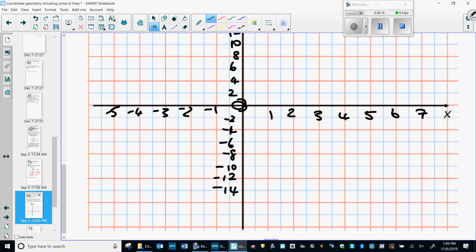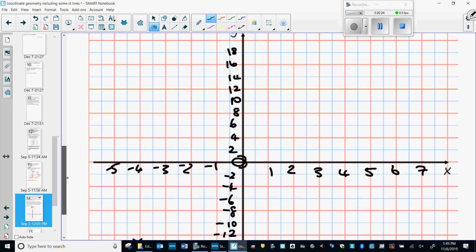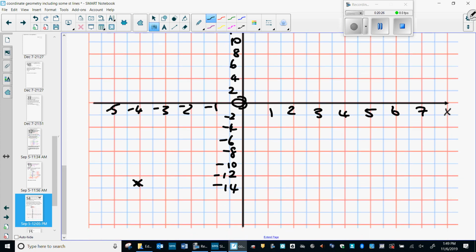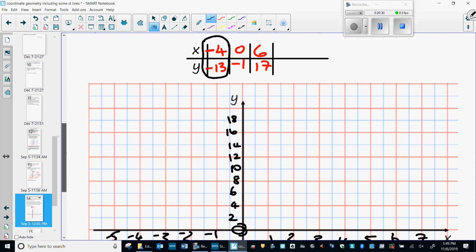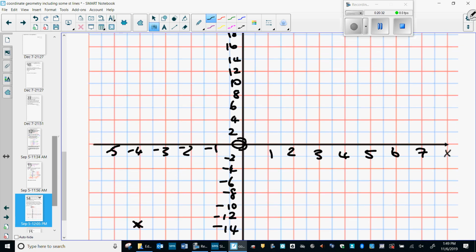So -4, -13, so that's going to be here. Now remember my board is a little bit out. So it's okay if it's not all of the points in the. That's fine. Yeah, because that's the scale we chose. Okay. 0, -1, so that's here.